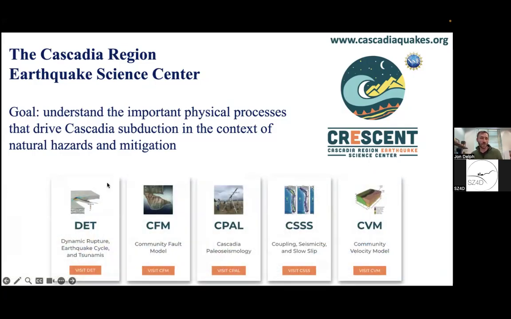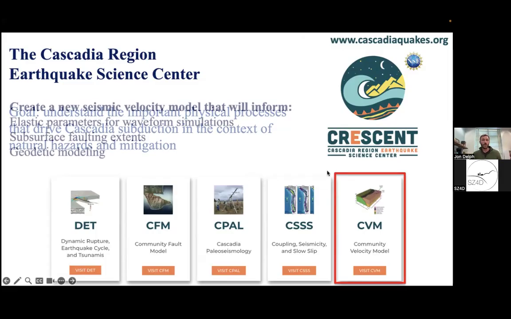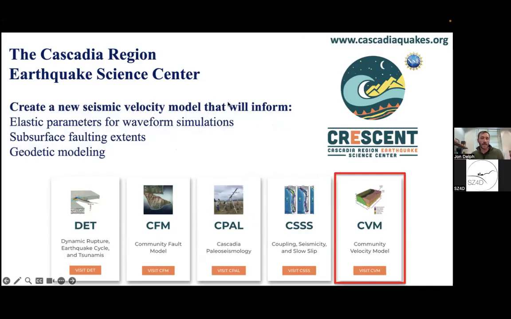Crescent's divided into 5 different working groups. I'm part of the community velocity model, as you might expect, given my background and expertise. And our charge is to create a new seismic velocity model that can better inform not only the physical processes occurring along the margin, but can also be leveraged for things like constraining elastic parameters and waveform simulations that will be used by our dynamic rupture simulation group, as well as our geodetic modeling and seismicity groups.